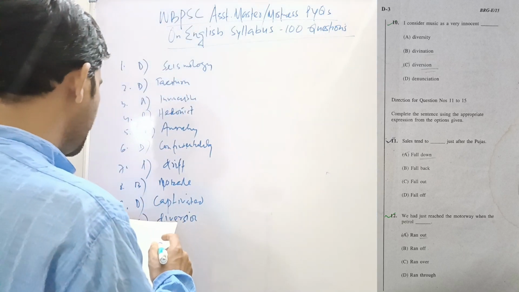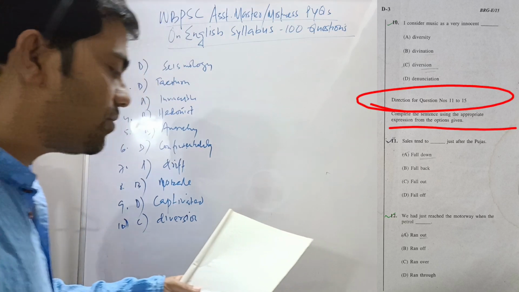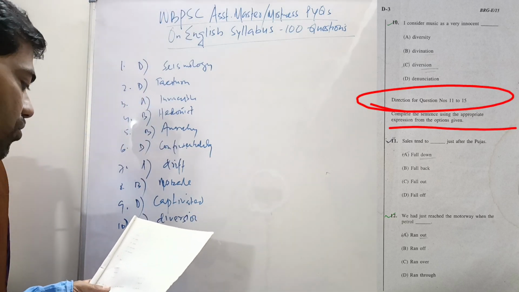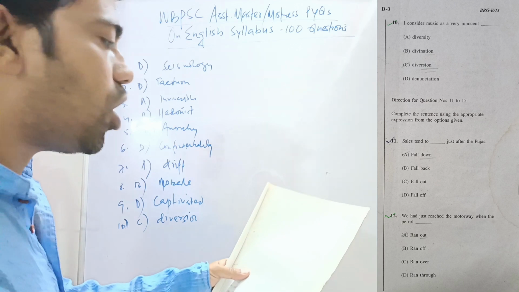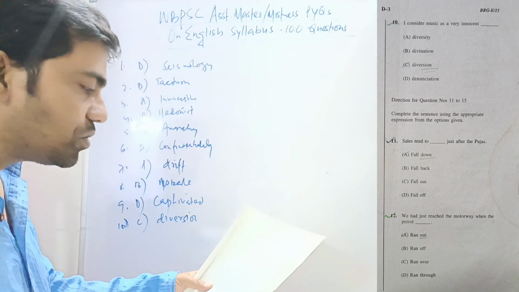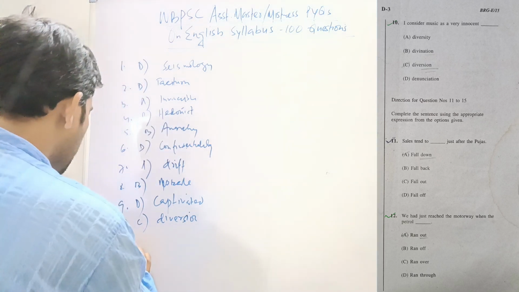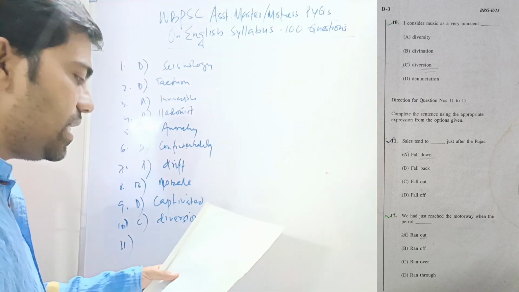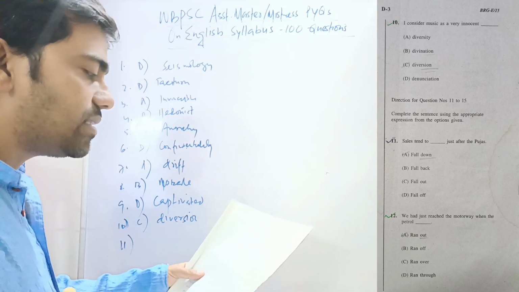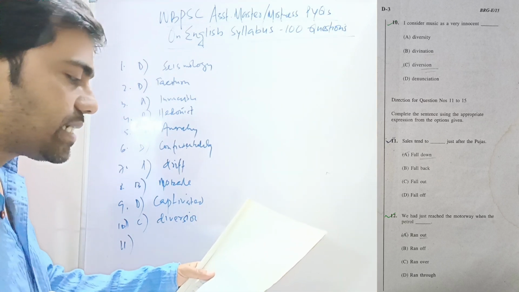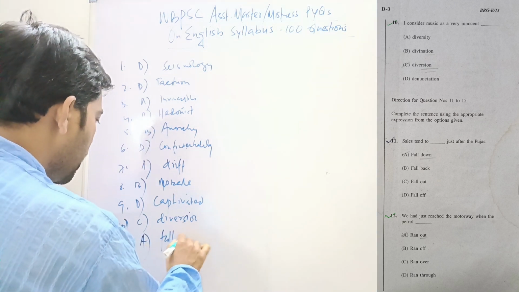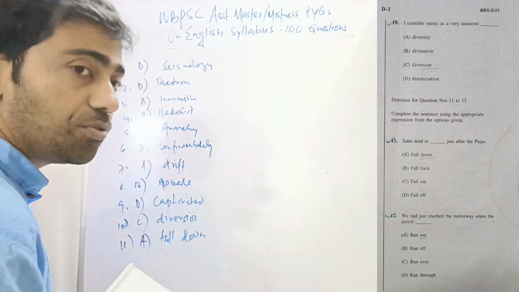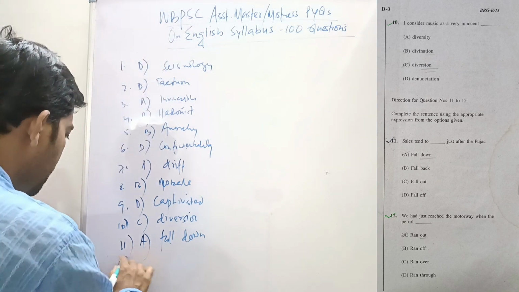Yes, directions for question number 11 to 15: complete the sentence using the appropriate expression from the options given. So 11 number, what is 11 number? Sales tend to dash just after the pujas. Sales tend to fall down. A number, it is a phrasal verb. You also need to know phrasal verbs very well.